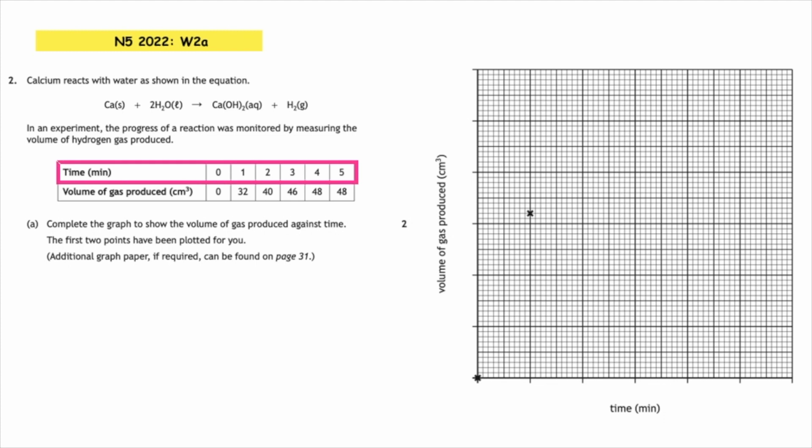The factor you're in control of always goes on the x-axis, and you're in control of time. This should be a nice easy scale for us to do. We can see that it goes up in ones, but we have to start at 0. So we'll do 0, 1, 2, 3, 4 and 5.